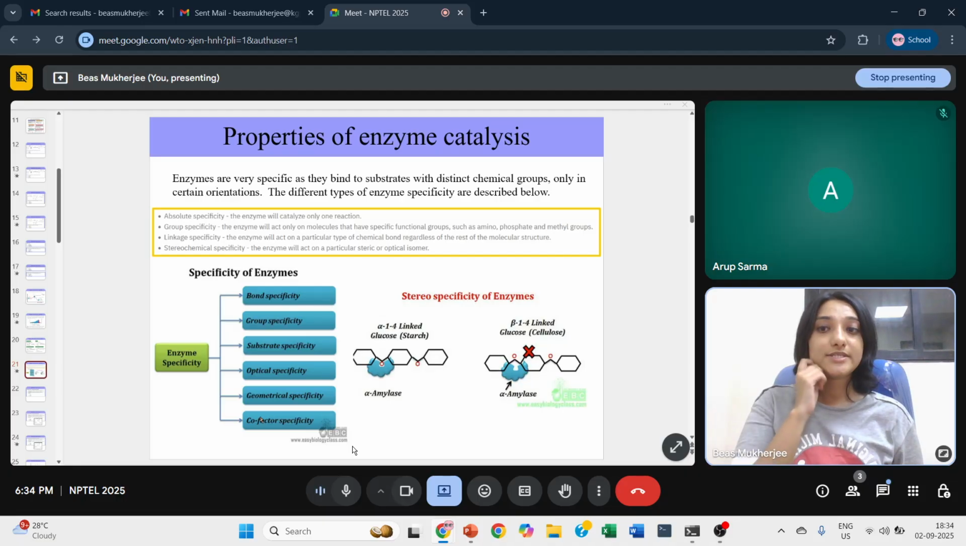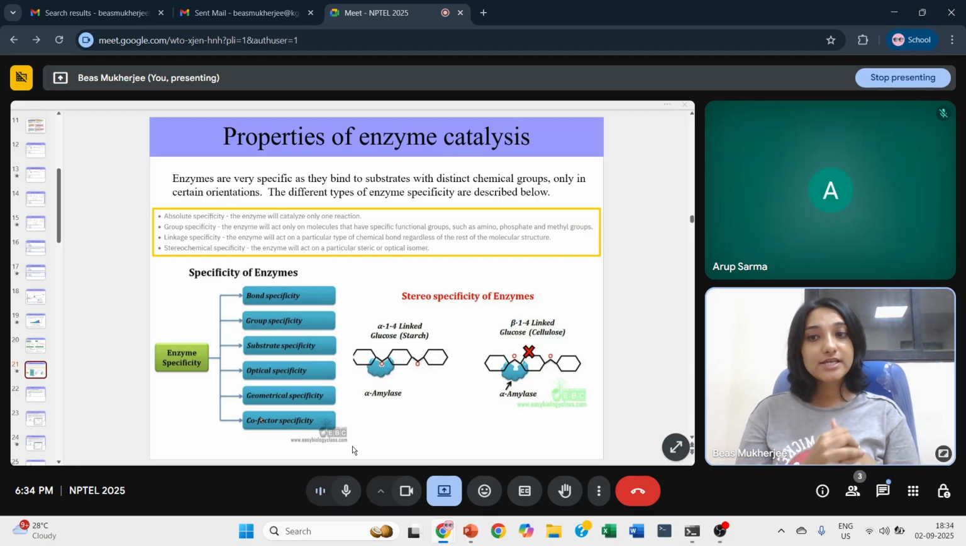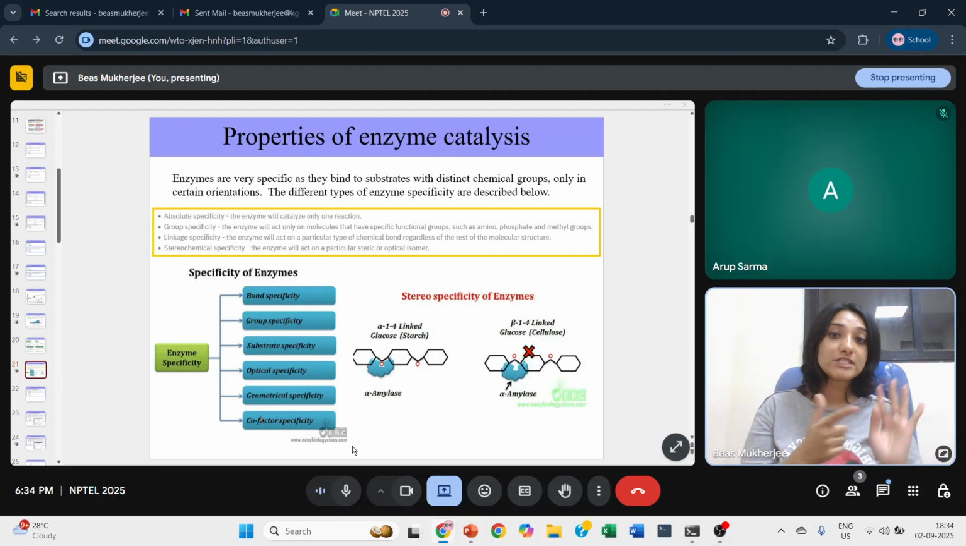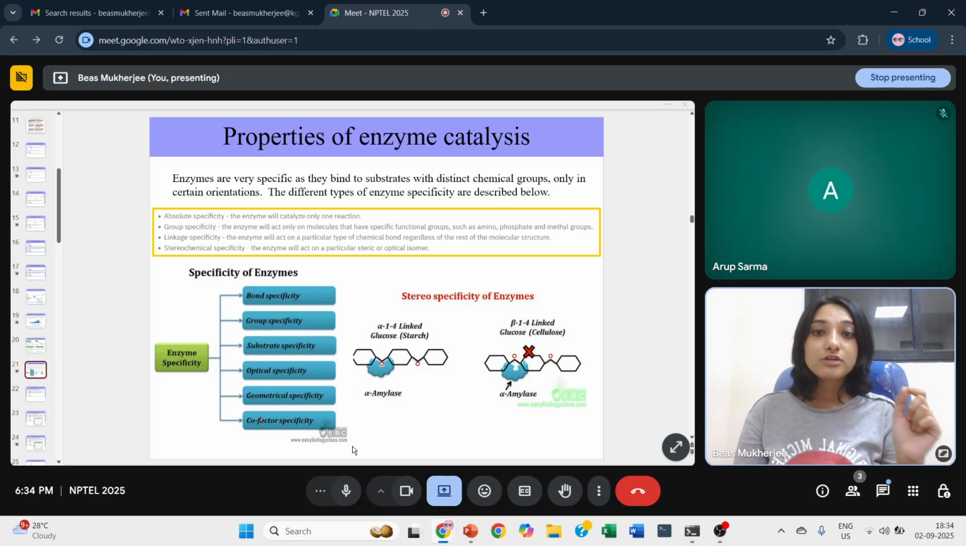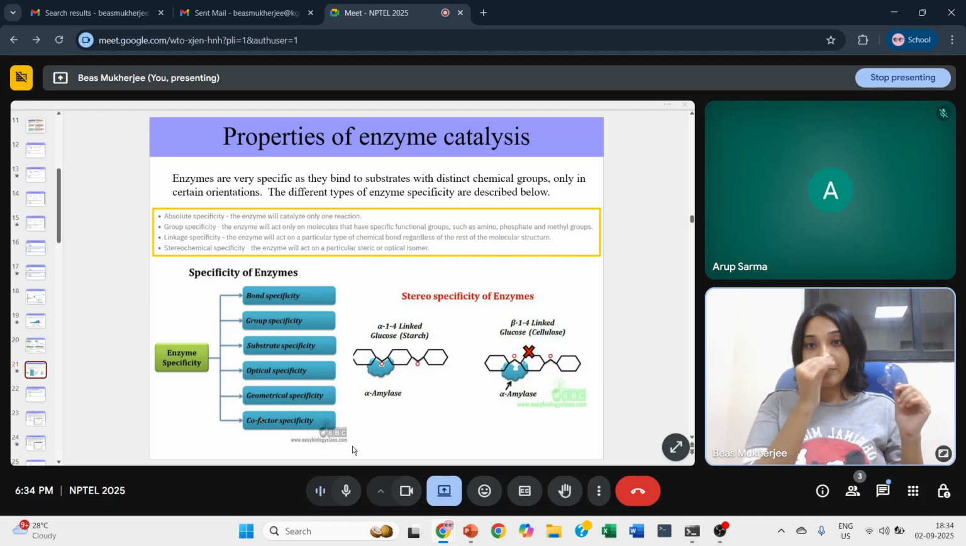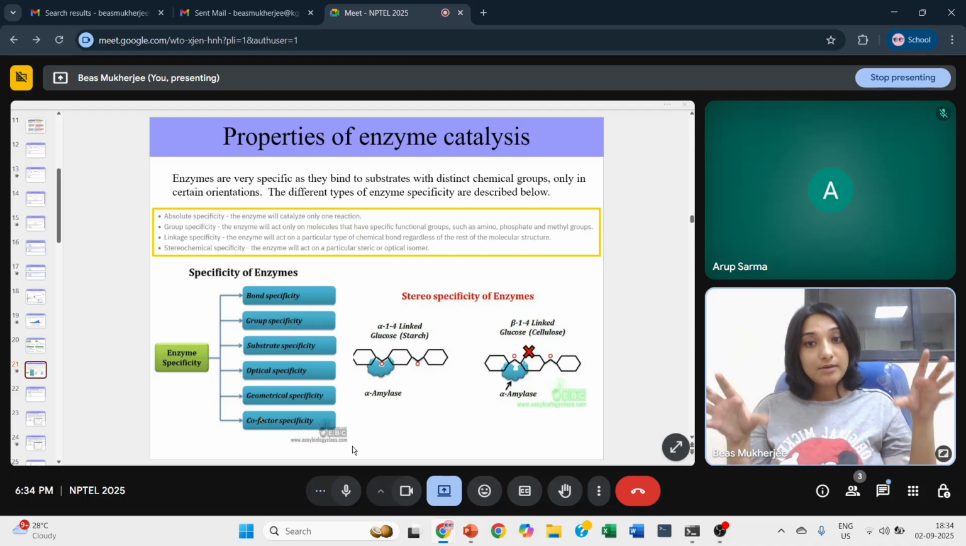Now see, specificity of enzymes can be bond specificity, group specificity, substrate specificity, optical specificity, geometric specificity, and cofactor specificity. So for example, alpha amylase is an example of stereo specificity. So what is happening? It will only act on alpha 1,4 linked glucose based on the orientation of this particular bond.